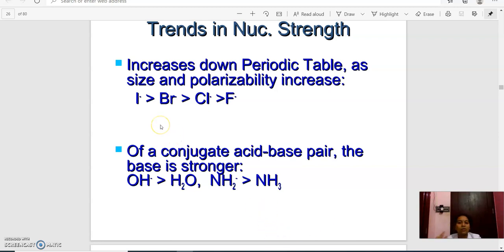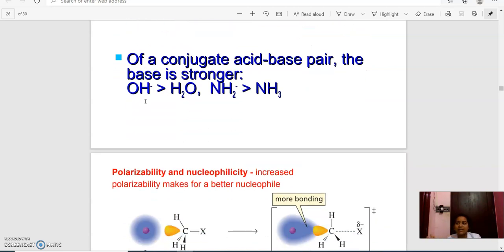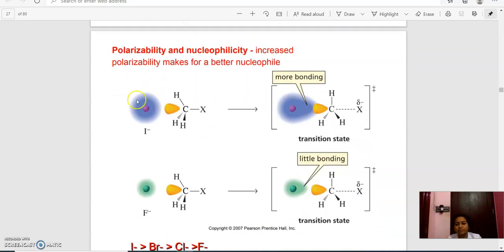We know that iodine, bromine, chlorine, fluorine are all nucleophiles. The size and polarizability increase down the periodic table. If the size increases, the polarizability also increases. So iodine can easily donate its electron pair towards the carbon, so it can attach with the carbon easily compared to fluorine. And similarly, OH minus has high stability because it has more negative charge.